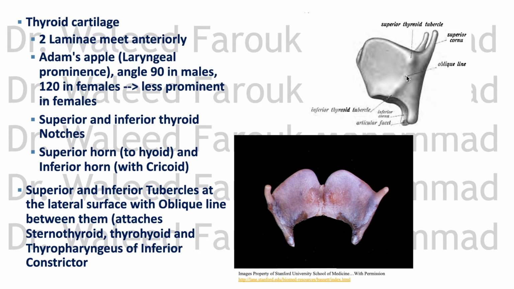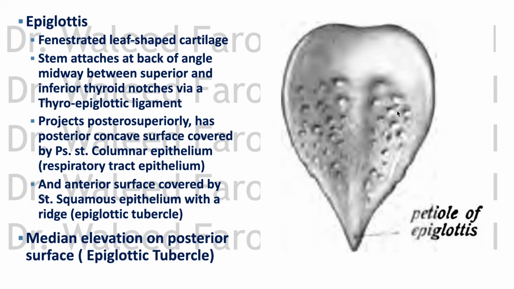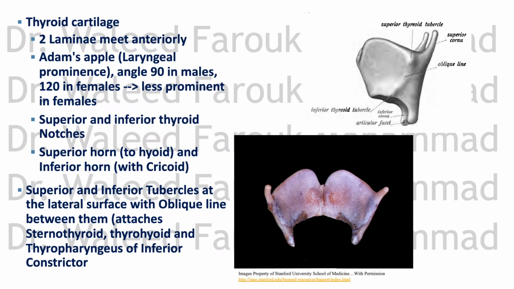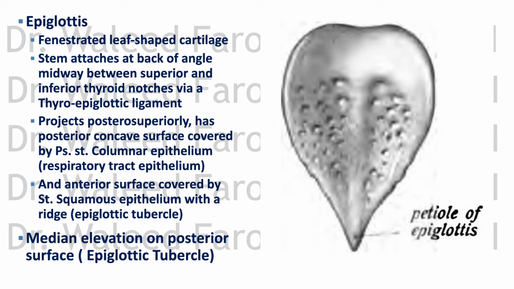This is the oblique line on the side of the lamina. So if you're asked about the oblique line, it gives attachment to three muscles: the thyrohyoid muscle, thyrohyoideus, the sternothyroideus or sternothyroid muscle, and the thyropharyngeus, the part of the inferior constrictor of the pharynx. Don't forget that, okay? This is all about the thyroid cartilage. It's simple as long as you understand the features on the cartilage.